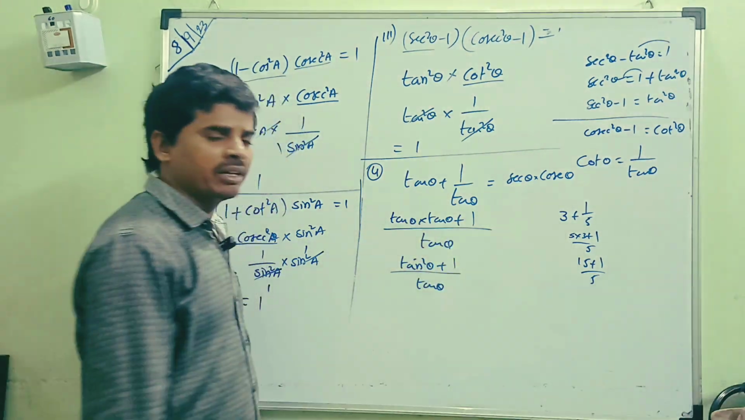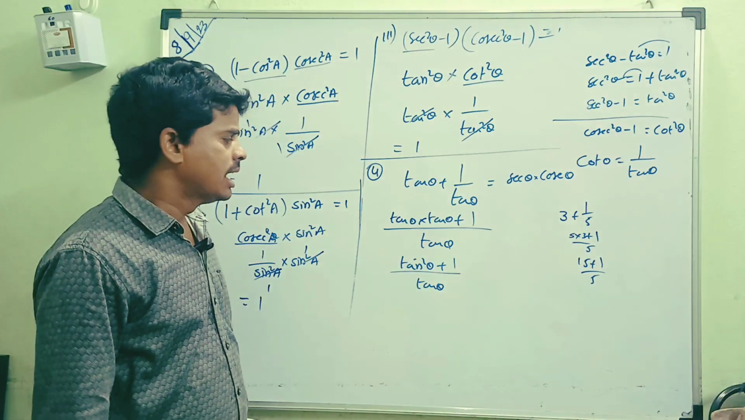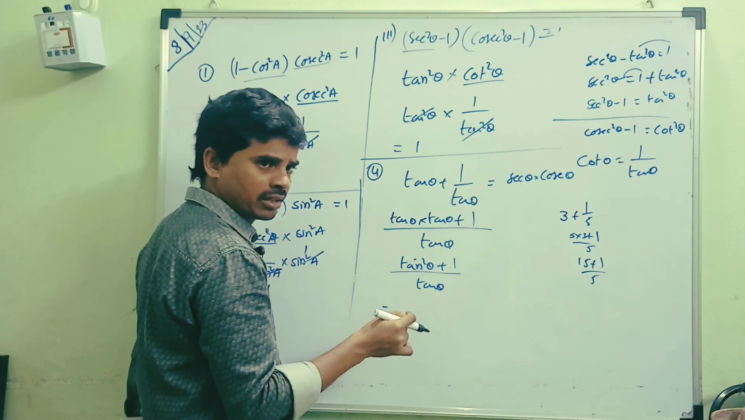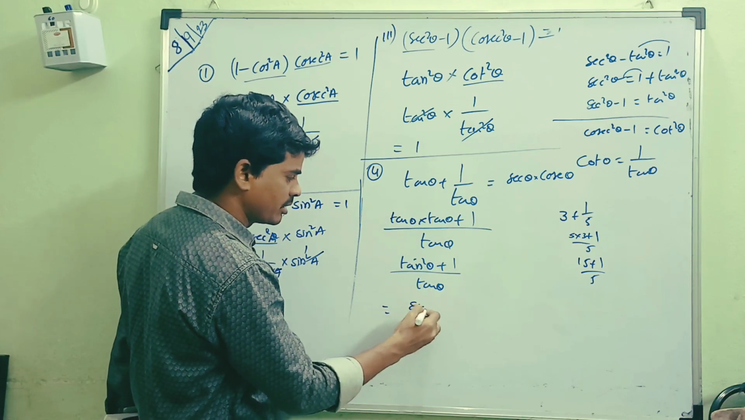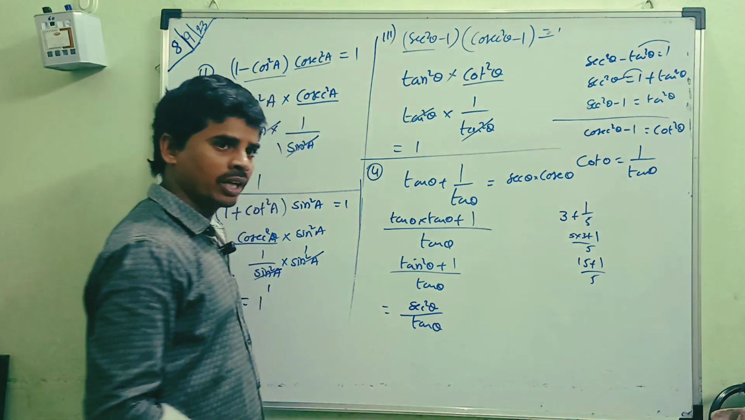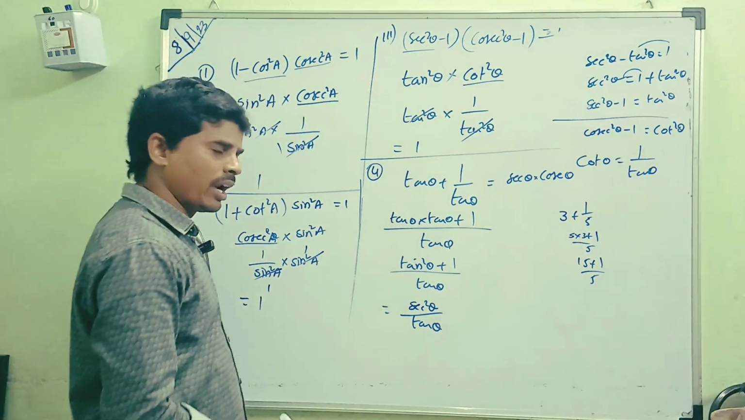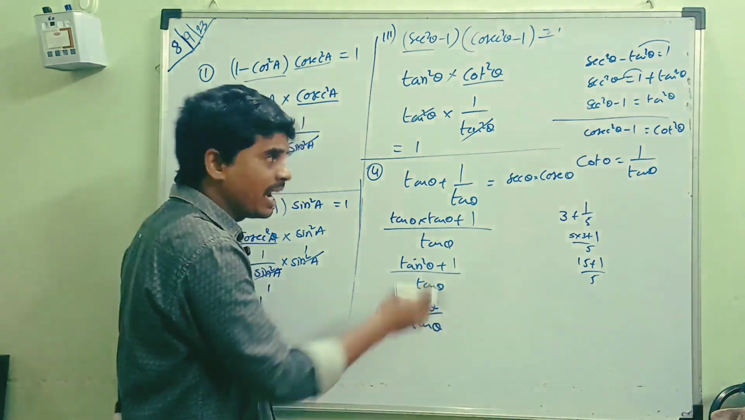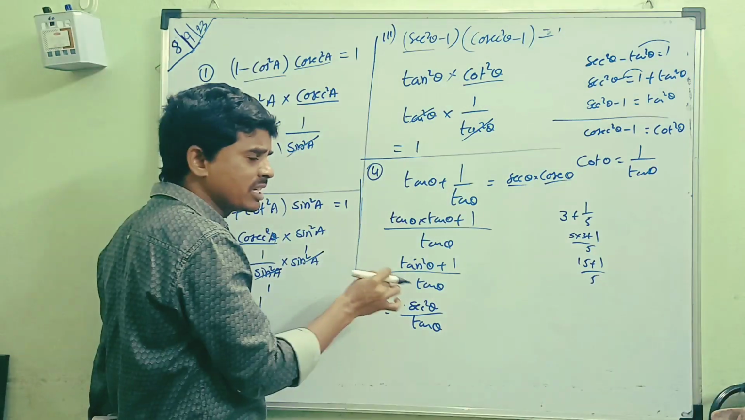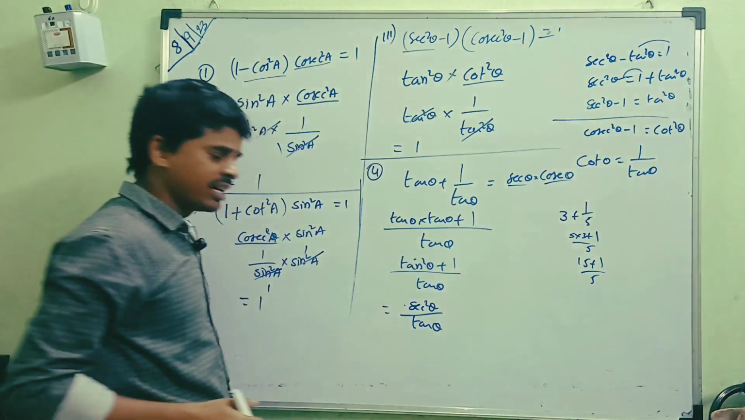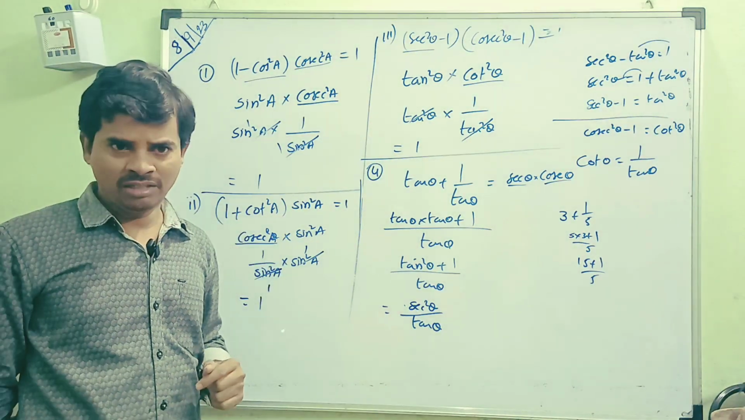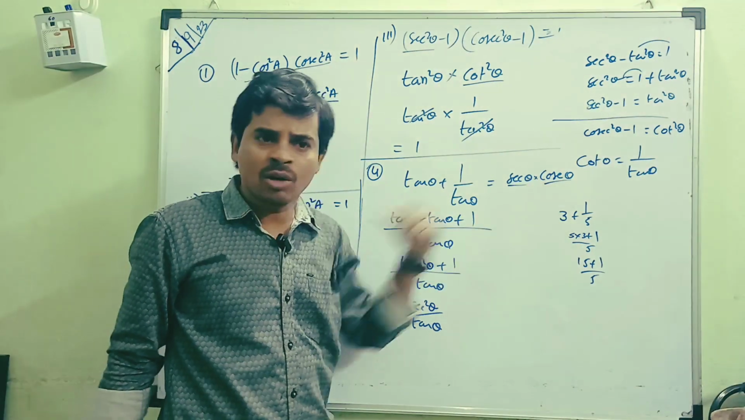Tan square theta plus 1 we can convert into secant square theta. See, we already got secant. Secant square theta by tan theta. Okay? One identity we got. So how can we get secant and cosecant? We got only secant square, but here secant into cosecant is there. So that means tan should not be there. The required answer is secant and cosecant.